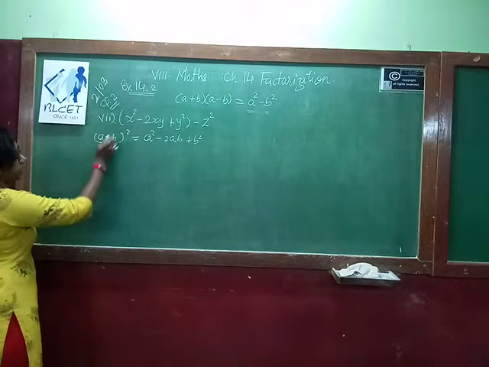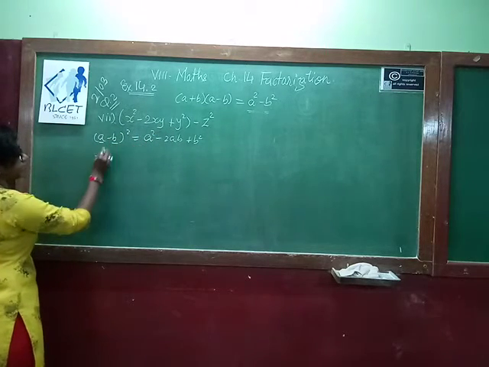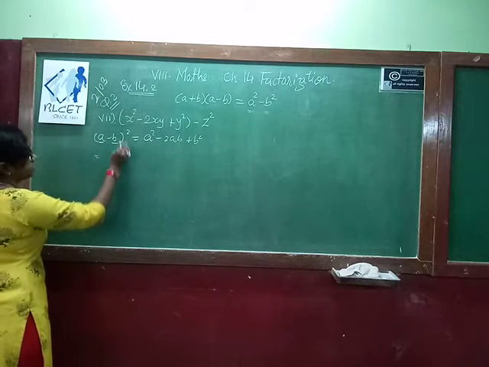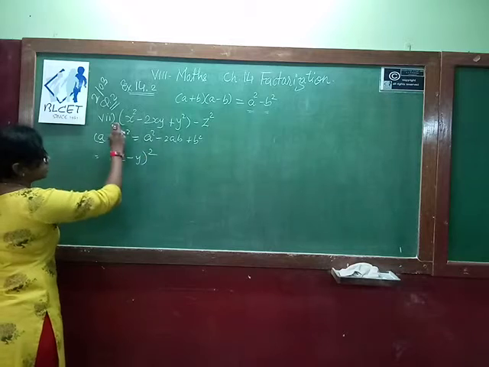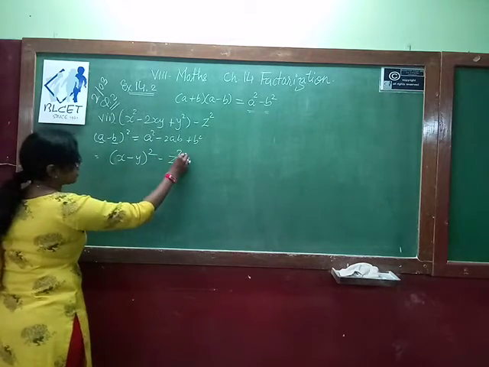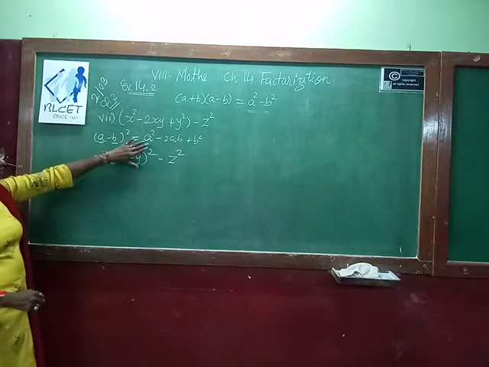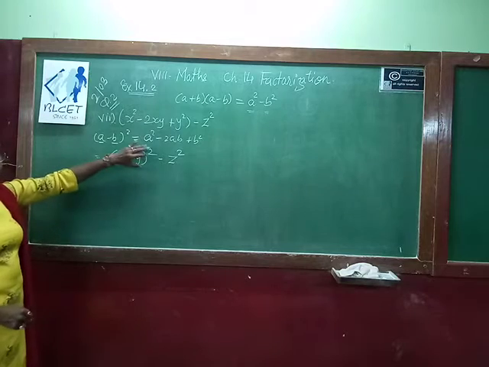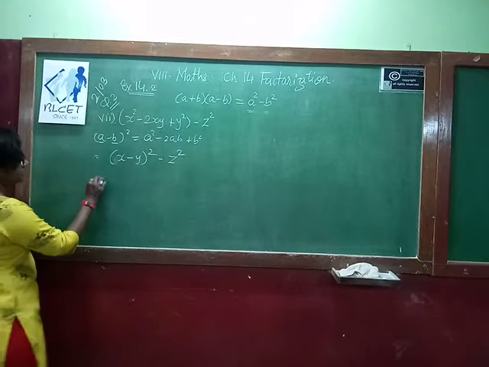So what we can write? In place of a we have to consider x. In place of b we have to consider y. So what we are getting here? So your first term is (x minus y) whole square. This is the simplification of this, minus z square. Okay. Now this is your (x minus y) whole square, that we have to convert it in terms of one term.